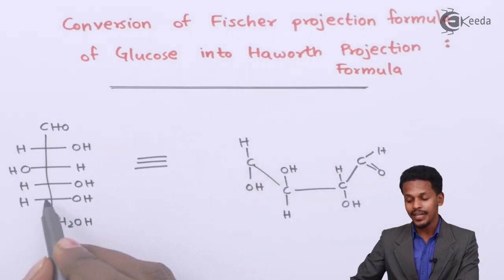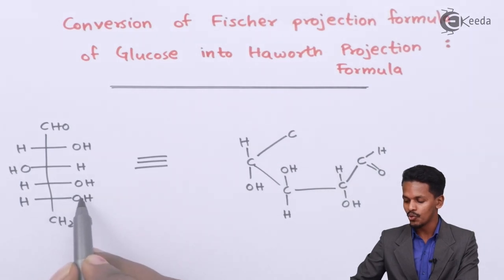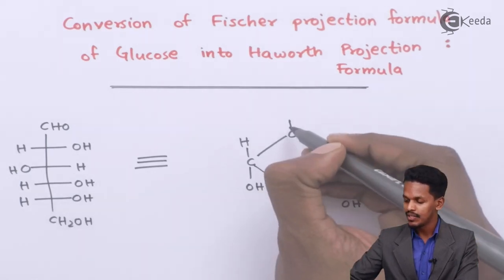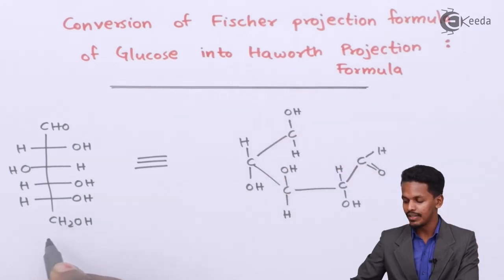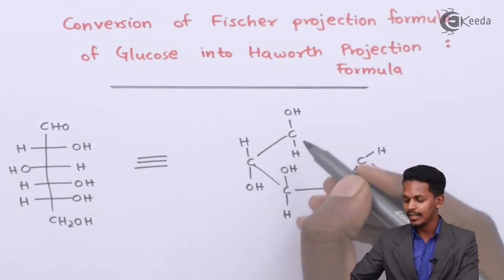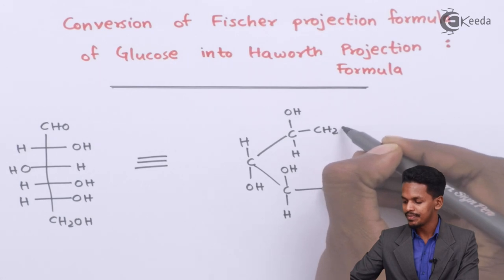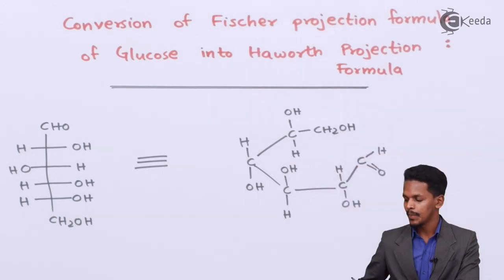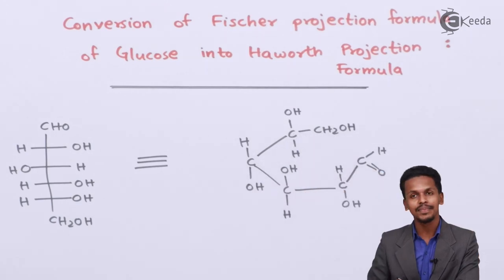Talking about the other carbon atom, here the carbon has an OH group associated with it, so I'm writing it over here, as well as the hydrogen atom associated with it. Actually here there should be OH, but let me write it in this way. And this is nothing but CH2OH. So this is carbon number 1, carbon number 2, 3, 4, 5 and 6.